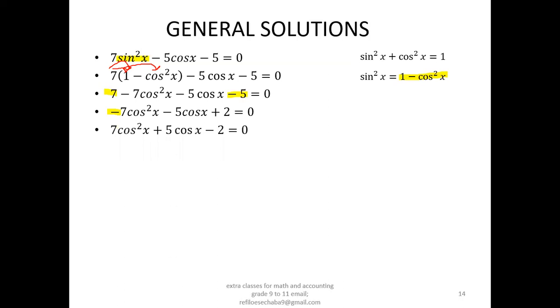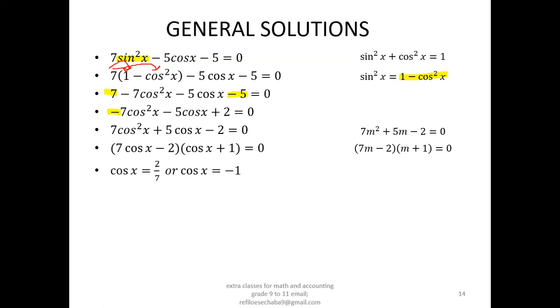Note that because it has a ratio, people somehow find it difficult to factorize. I will show you that this actually looks exactly like this trinomial. How would you factorize this trinomial? It will be 7m minus 2 into m plus 1. And that's what we're going to have. Instead of m, we have cos x. Take each of those factors, equate them to 0, you will end up having cos x is equals to 2 over 7, or cos x is equals to negative 1.